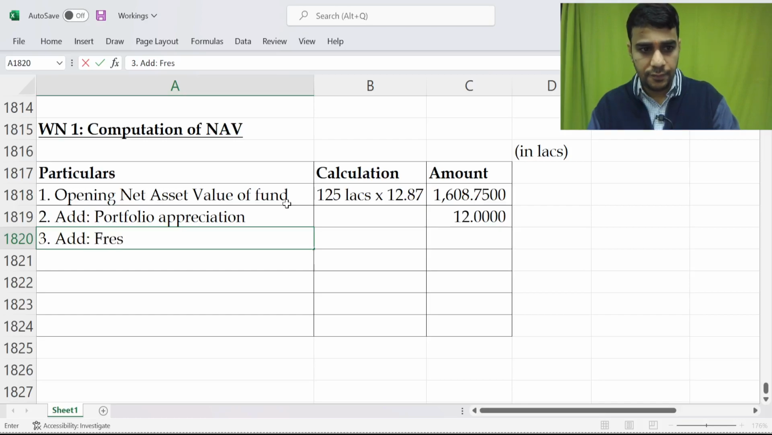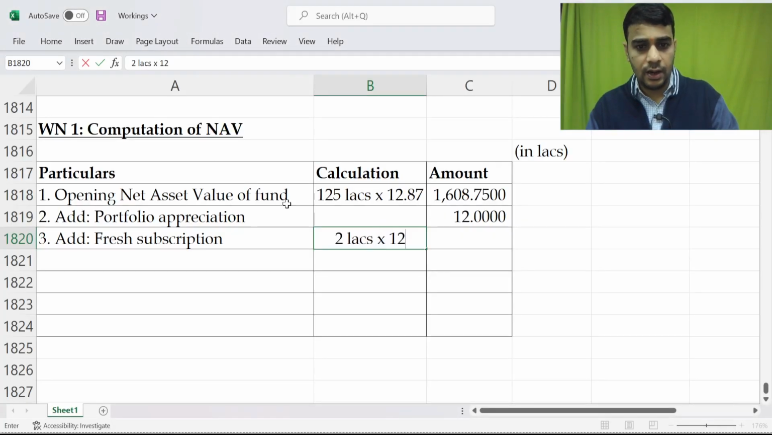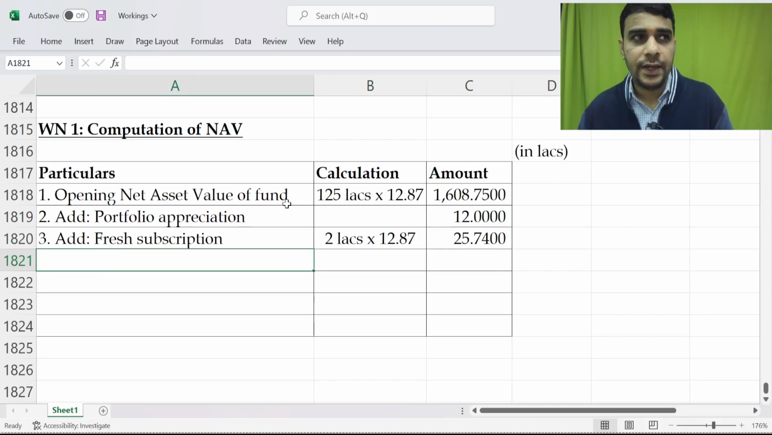Add fresh subscription. How many units are there? Ideally, in practice, this will happen at the closing NAV, but I don't have the closing NAV, so I'm assuming it happens at opening. In a practical world, this will happen at the closing NAV. 2 lakhs into 12.87.